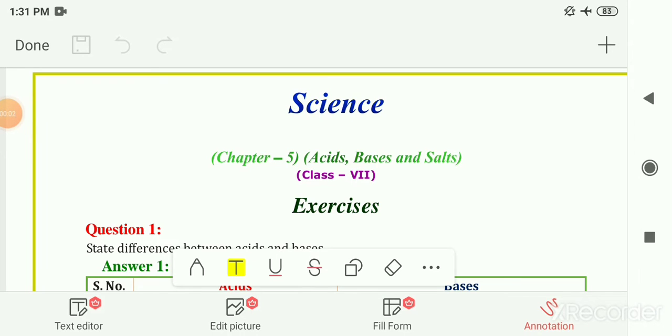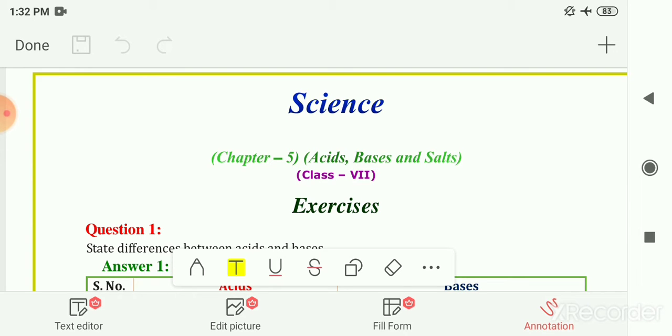Hello students, in this video we are going to solve the textbook exercise for chapter number 5. The chapter name is Acids, Bases and Salts, class 7, subject Science, NCERT. So before starting the exercise, let me recall what we had learned in the previous videos of this chapter.